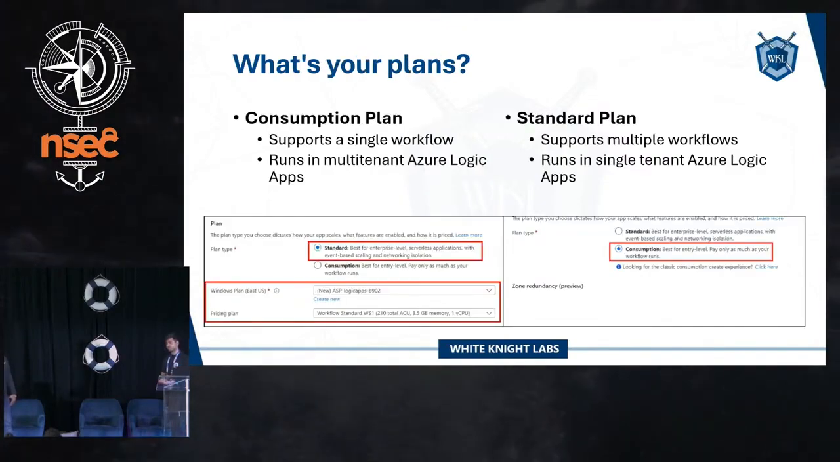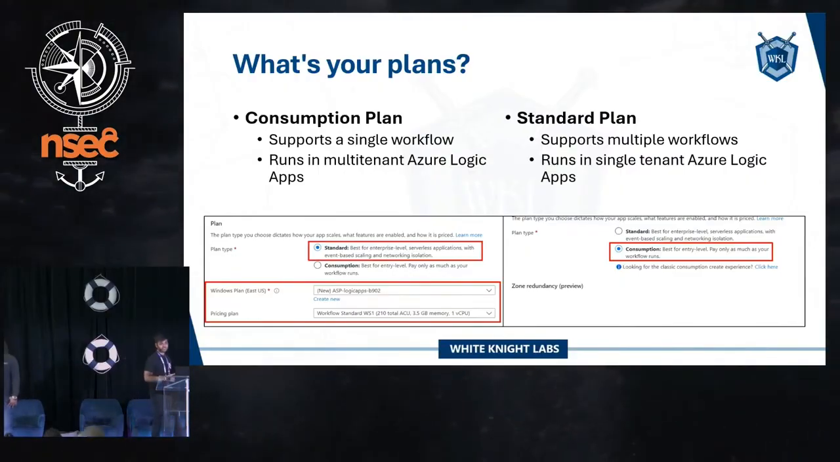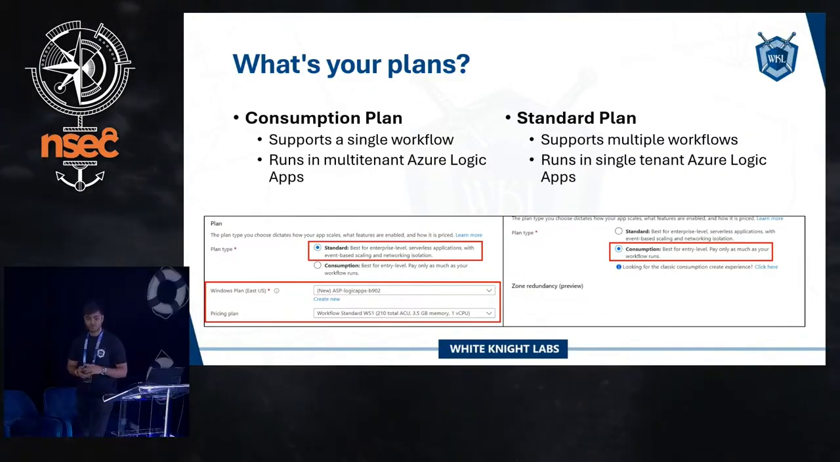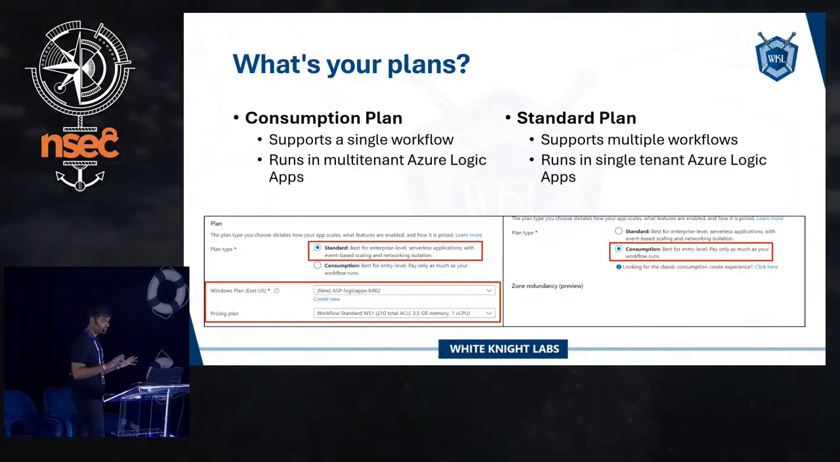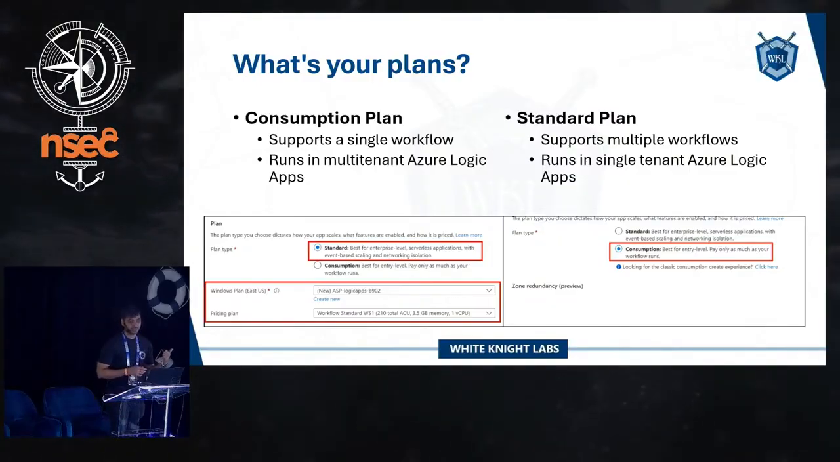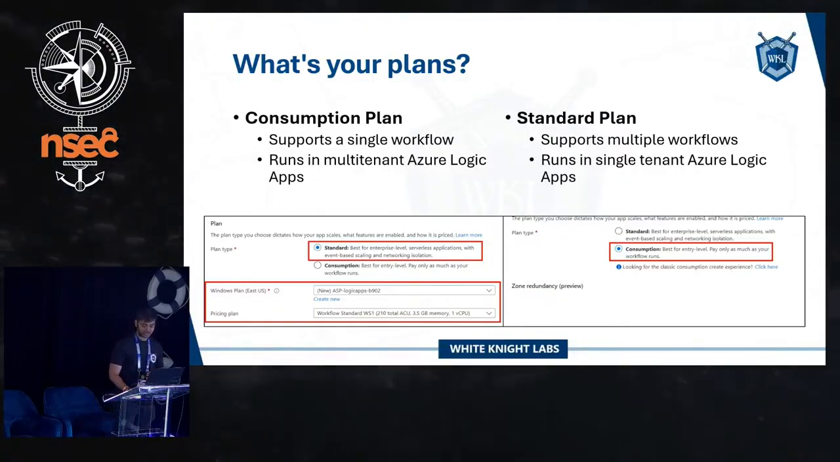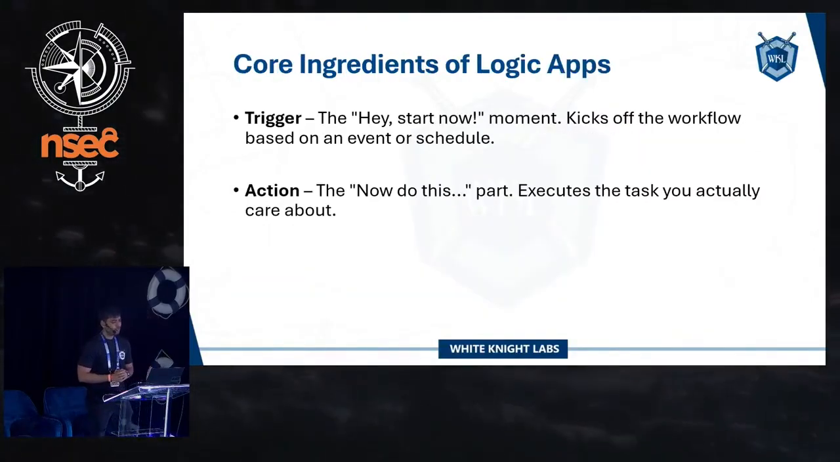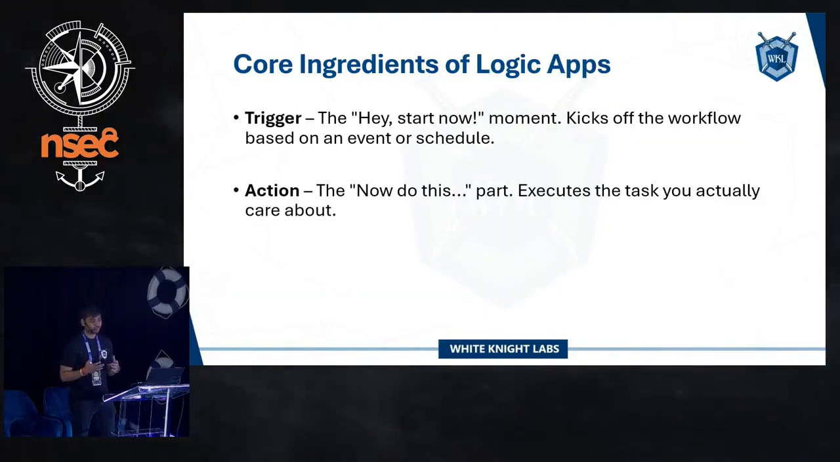So if you ask a Logic App, like, what's your plan, bro? He will respond, okay, I have two plans. I have a consumption plan, and I've got a standard plan. If you go with the consumption plan, it's just one plan. It means that you can only run one workflow at a time, and nothing else. But if you choose a standard plan, it means you can run multiple workflows, and it's kind of a big environment. A lot of things also run in the background, which we will talk about in later slides.